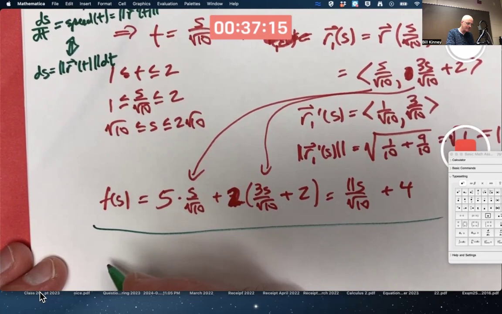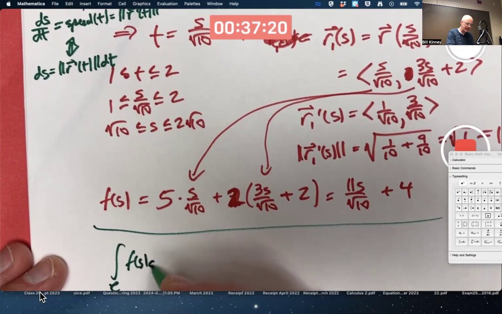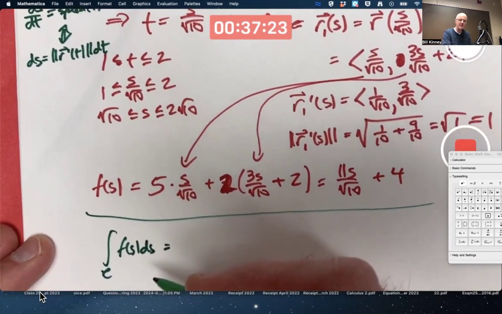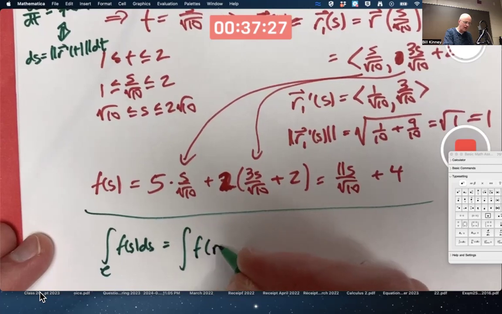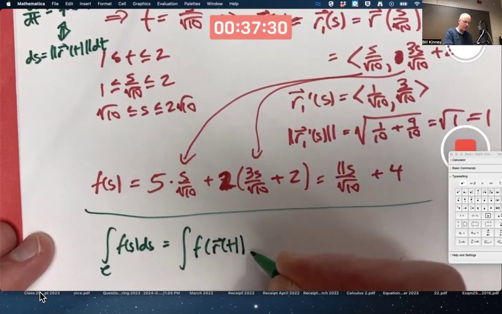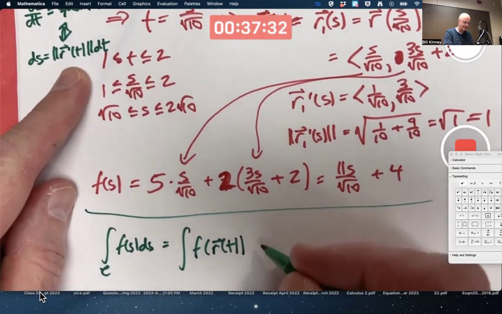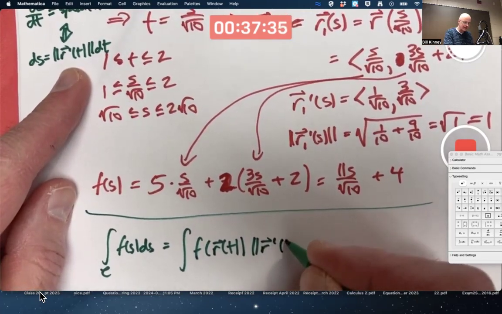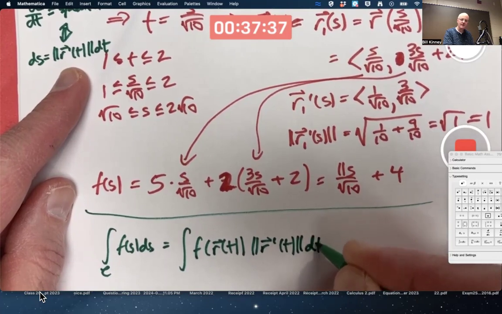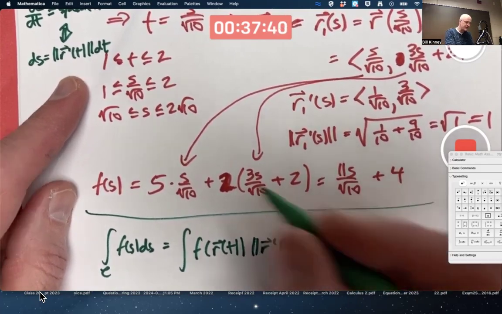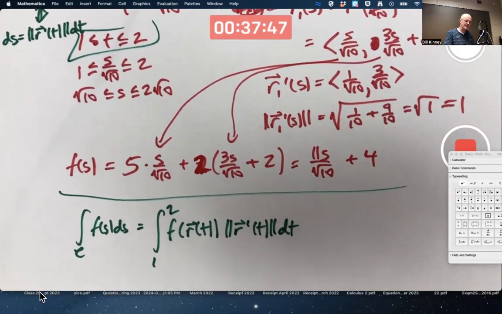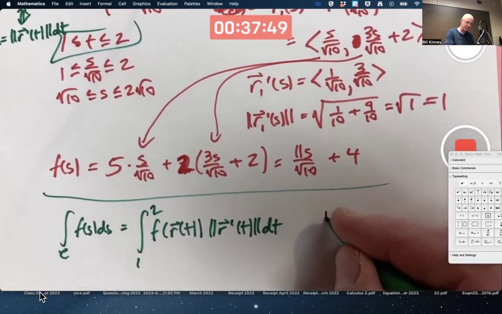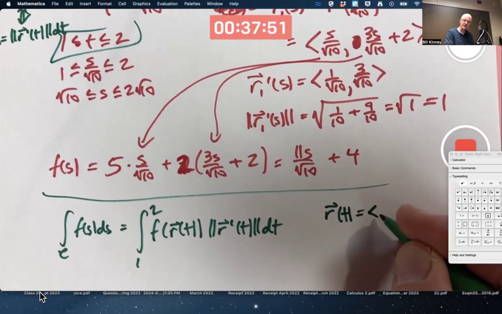is that the value of the line integral, the scalar line integral, can be computed by replacing s with r of t and replacing ds with the magnitude of r prime of t dt, over the interval for t, which is 1 to 2. And r of t is our original parameterization. That was simpler than the arc length parameterization.